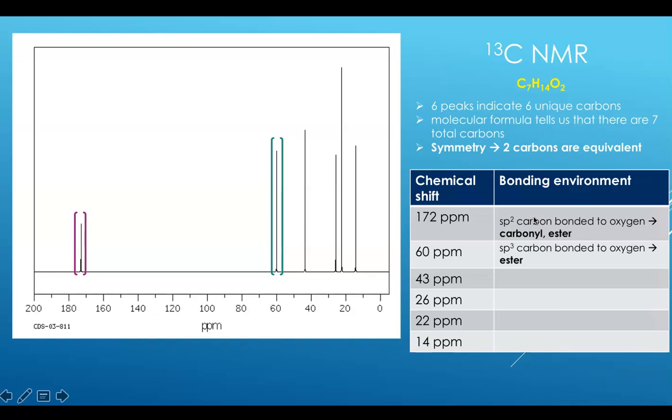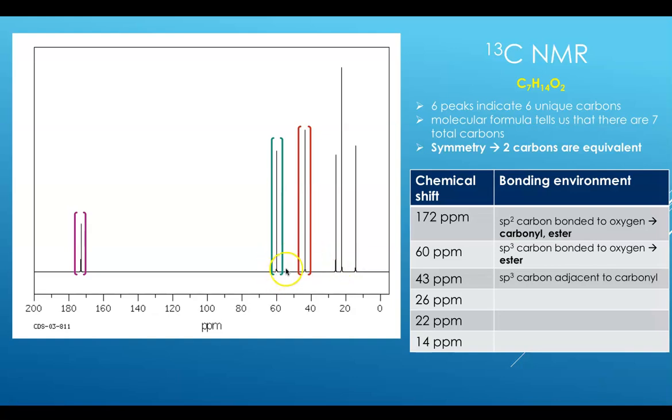Now we're moving down below 80, in the range of sp3 hybridized carbons, so tetrahedral carbons. And this first one that's further downfield is probably bonded to a very electronegative atom. Now from our molecular formula, we see that our option for an electronegative atom is only oxygen. So we can suppose that this tetrahedral carbon is single bonded to an oxygen, which also confirms that this is probably an ester.